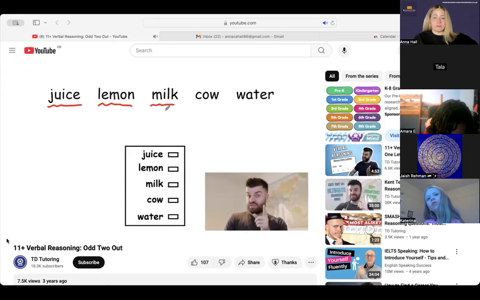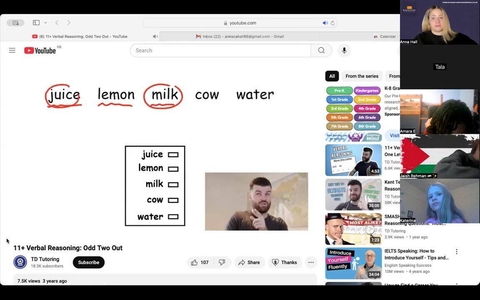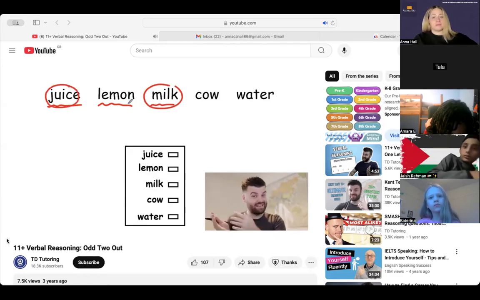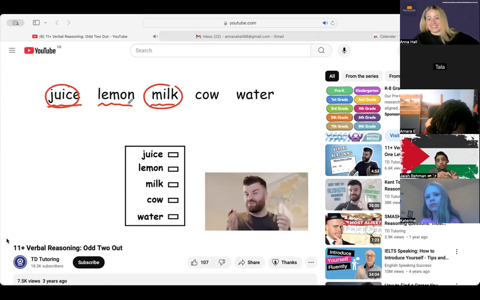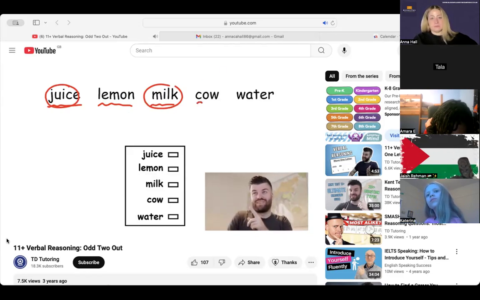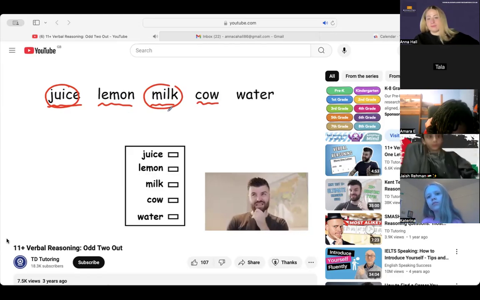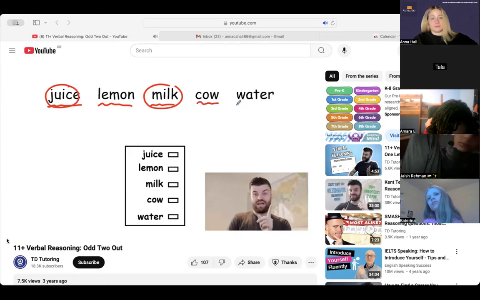Milk. Okay, that's a drink as well. We can drink milk, so we can drink milk and we can drink juice. We can't drink lemon. We can drink lemonade. We can drink lemon juice, I guess. We can't drink lemon, so those don't go together. The next one is cow. You get milk from a cow, but can we really group those together? I don't think so. And finally, water.